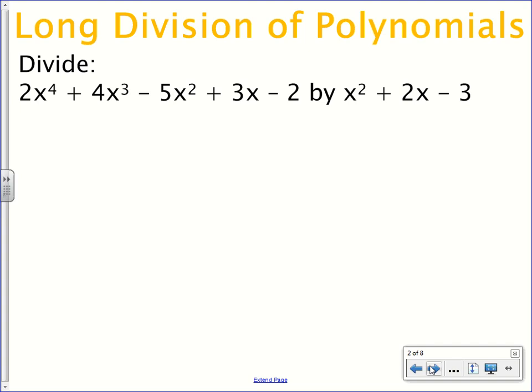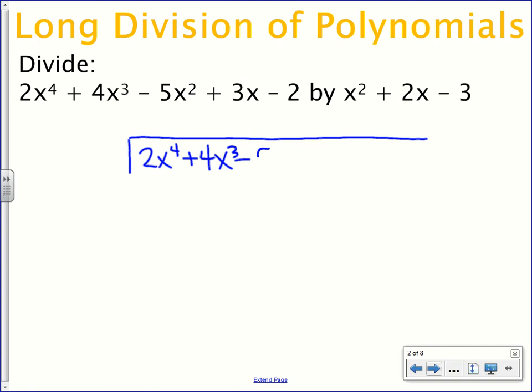So here we have a fourth degree polynomial that we want to divide by x squared plus 2x minus 3. First of all, we are going to put our dividend underneath our division bar here: 2x to the fourth plus 4x cubed minus 5x squared plus 3x minus 2. We will put our divisor outside our division bar, and then we will do our work to find our quotient.